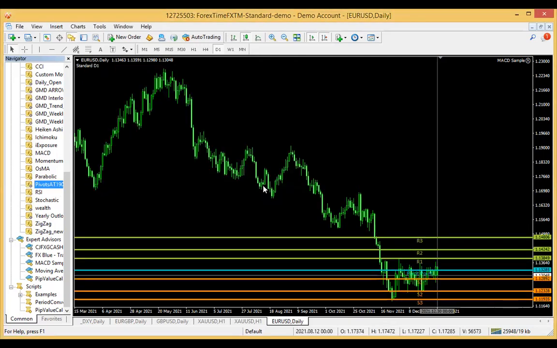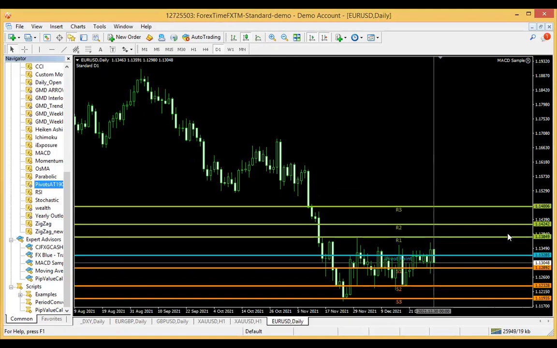Now, on this note, I'm going to be zooming in so that I will explain better. This one is called PP. This is the main pivot point. It tells you that if market price crosses below this PP, this particular line, pivot point, it simply means that the market is in a selling direction.